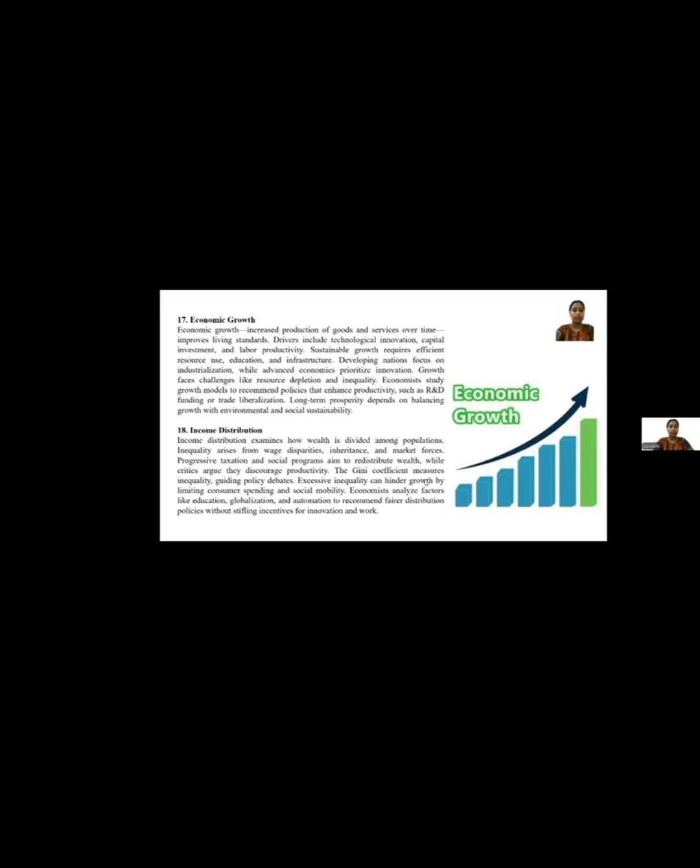Economists analyze factors like education, globalization, and automation to recommend redistribution policies without stifling incentives for innovation and work.